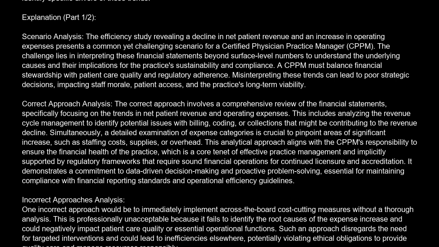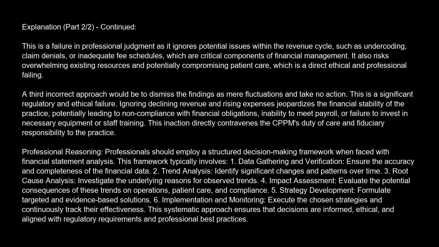Another incorrect approach would be to focus solely on increasing patient volume to offset the revenue decline, without investigating why net revenue per patient might be decreasing. This is a failure in professional judgment as it ignores potential issues within the revenue cycle, such as undercoding, claim denials, or inadequate fee schedules, which are critical components of financial management. It also risks overwhelming existing resources and potentially compromising patient care, which is a direct ethical and professional failing.